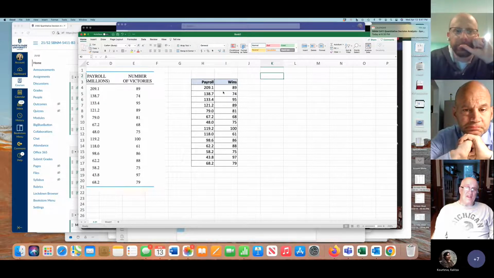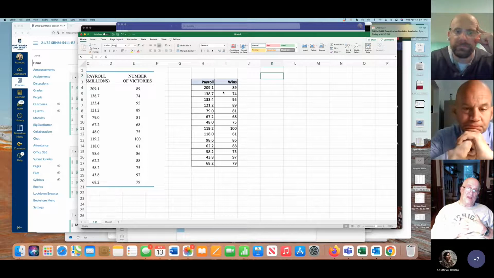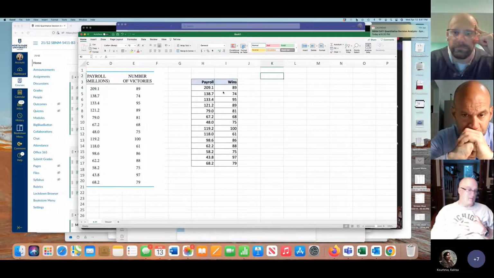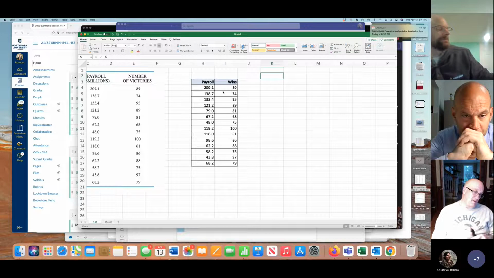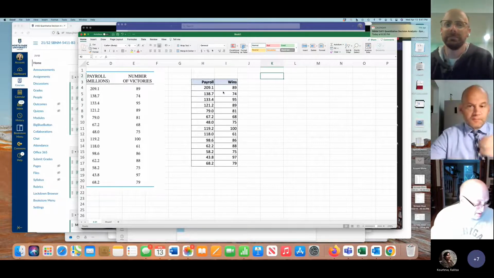The independent variable means I can do something about payroll. But another way of looking at independent and dependent: which one am I trying to predict? Am I trying to use wins to predict payroll, or am I trying to use payroll to predict wins? As a CEO, as the owner of a baseball team, which would you be more interested in? I don't know if my money is buying a win. I'd want to find out if I invest more, will I win more, right?